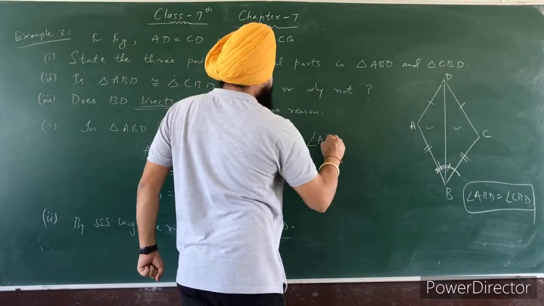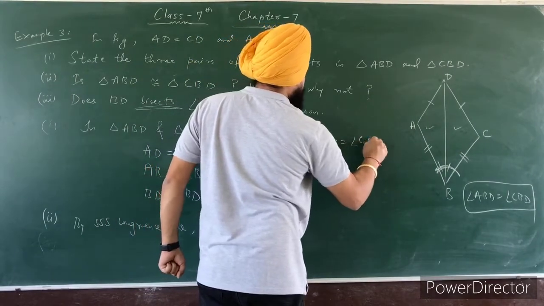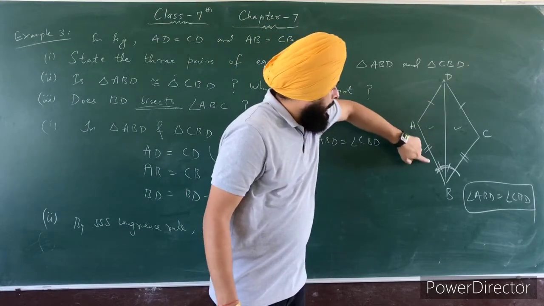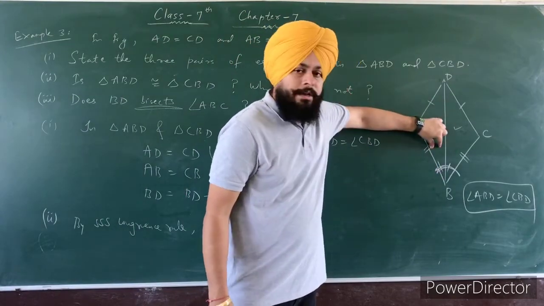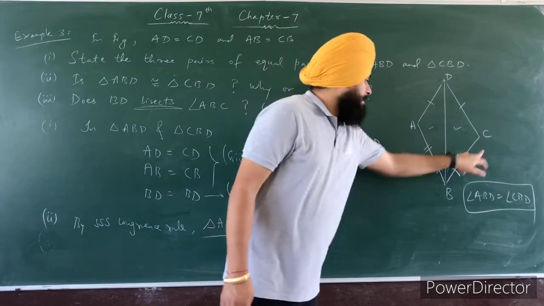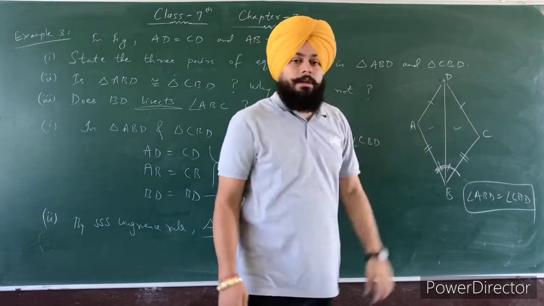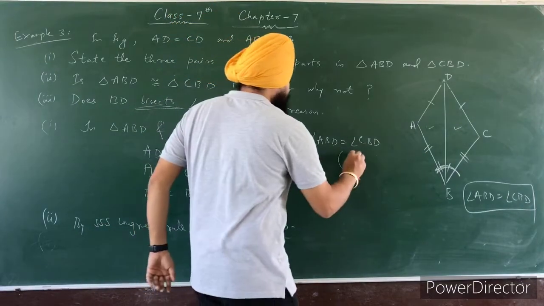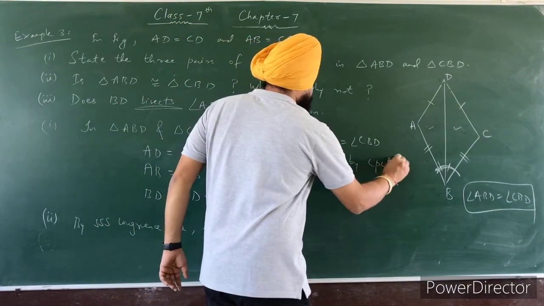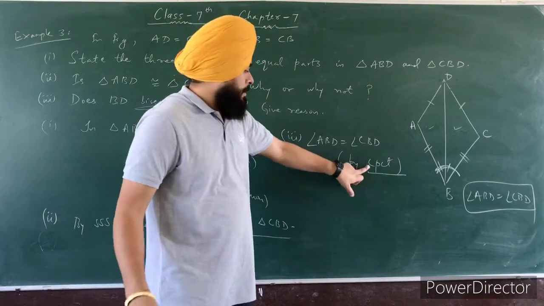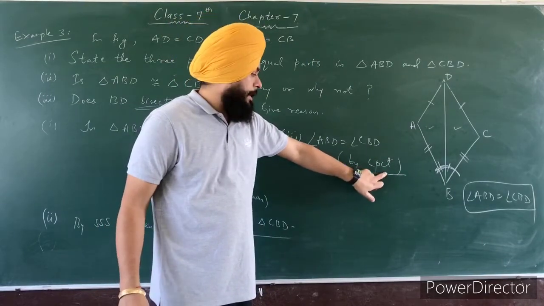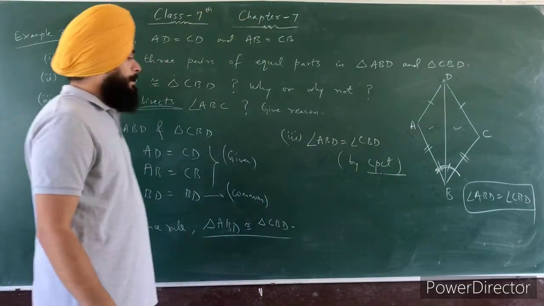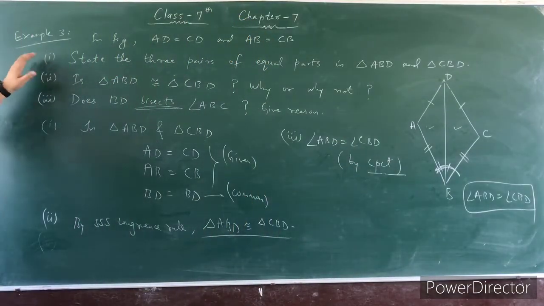So right here, third one, angle ABD is equal to angle CBD, because angle ABD is the part of this triangle, and angle CBD is the part of this triangle. So you can take them equal, and write the reason also: CPCT. Full form of CPCT is congruent parts of congruent triangles. Alright. So this is your example number 3.